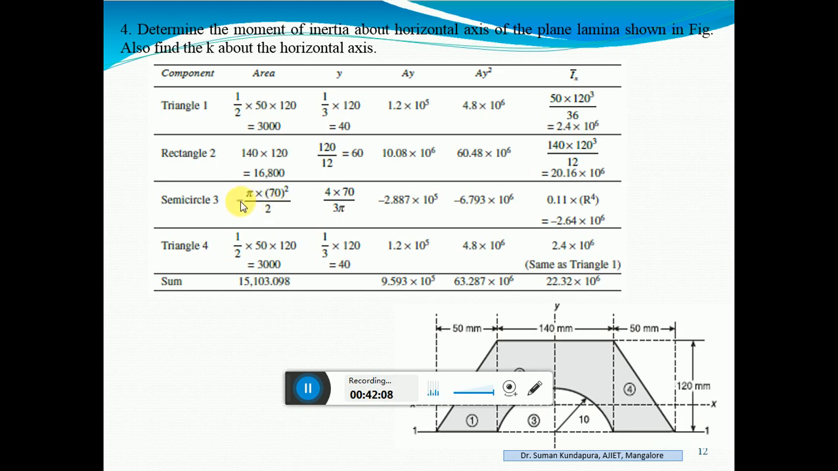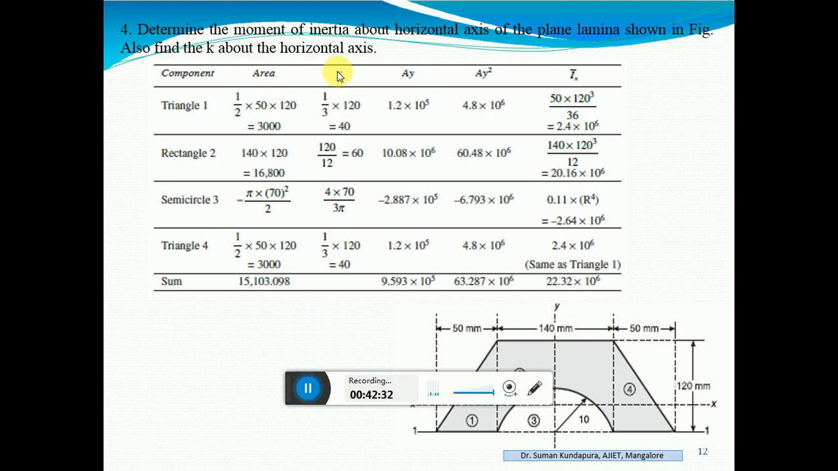As it is a cutoff portion, there is a minus sign here. Next, last one is the triangle, half into base into height, 50 into 120. So this is 3000. Okay. Next, coming to the y distances.